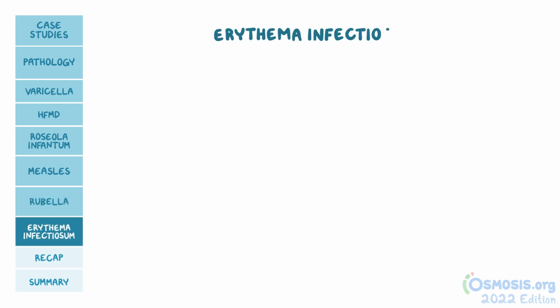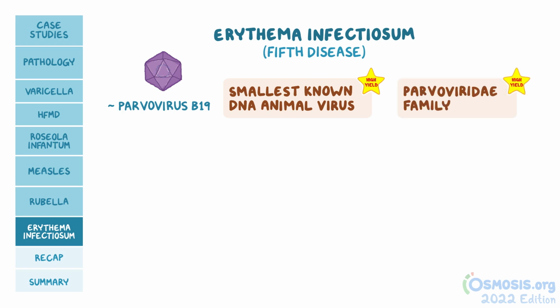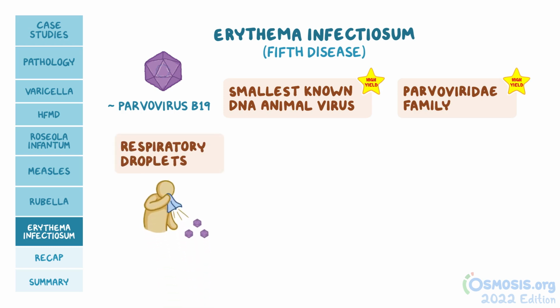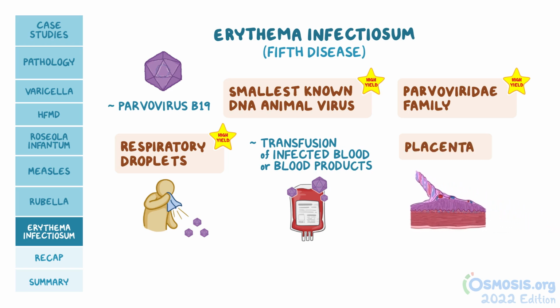Erythema infectiosum, or fifth disease, is caused by parvovirus B19, the smallest known DNA animal virus, which belongs to the Parvoviridae family. It's primarily transmitted by respiratory droplets, but bear in mind that it can also be transmitted through transfusion of infected blood or blood products, or during pregnancy through the placenta.